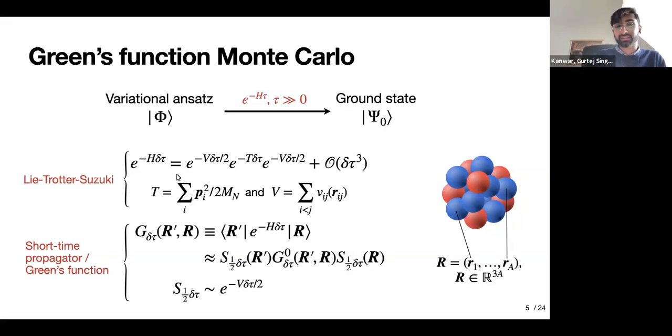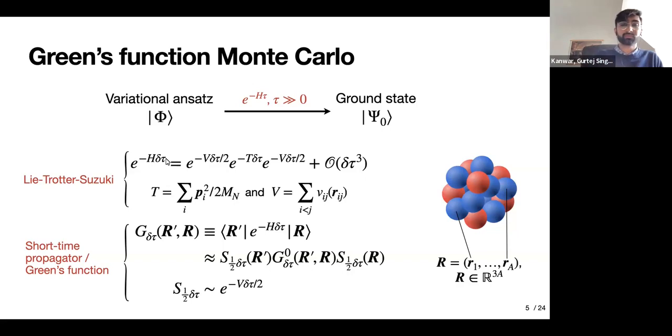Now, to actually implement that imaginary time evolution, as usual, we need access to exponentiations of the Hamiltonian matrix. And to do so, as usual, Green's function Monte Carlo relies on these Lie-Trotter-Suzuki decompositions of the exponent of the Hamiltonian. And so, for example, a very standard second order decomposition involves splitting up the potential and the kinetic pieces of the Hamiltonian, which we just saw in the last slide. And this gives an accurate estimate of this short time propagation to order delta t cubed.